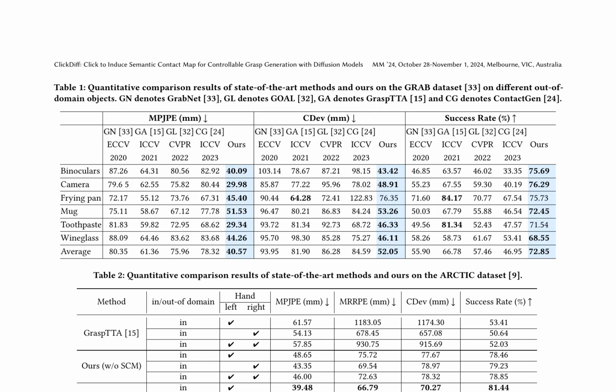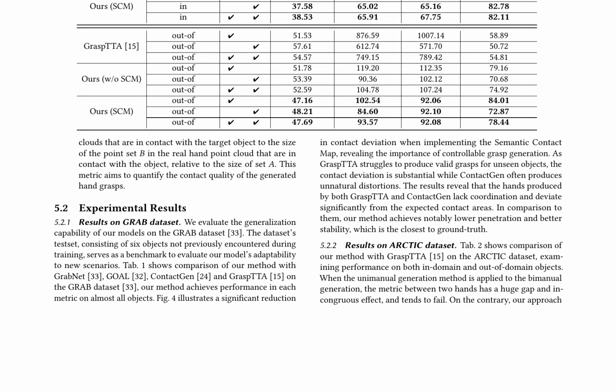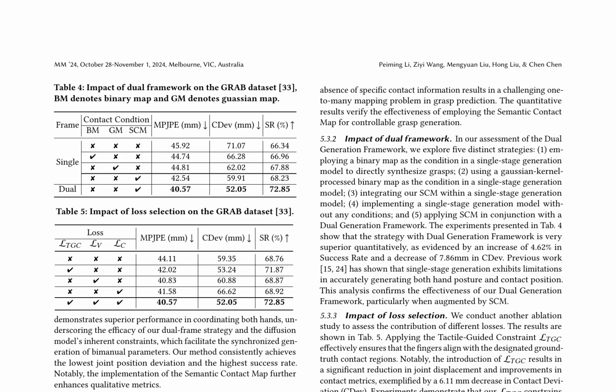The effectiveness of ClickDiff is demonstrated through extensive experiments on the Grab and Arctic datasets. The results show that ClickDiff outperforms state-of-the-art methods in terms of MPJPE, CDEV, and success rate. Specifically, the implementation of SCM leads to a significant reduction in contact deviation and improvement in success rate. The dual generation framework is also shown to be superior to single-stage generation models, particularly when augmented with SCM.